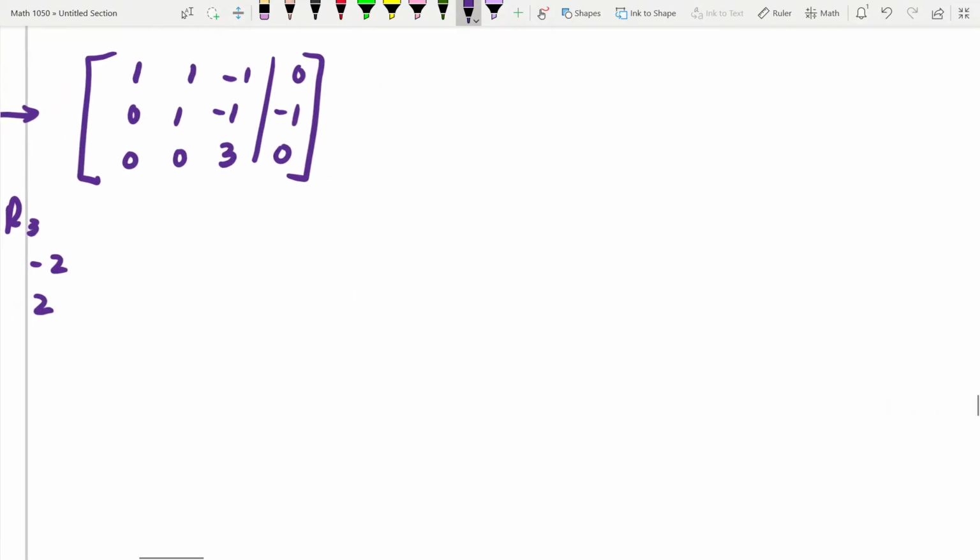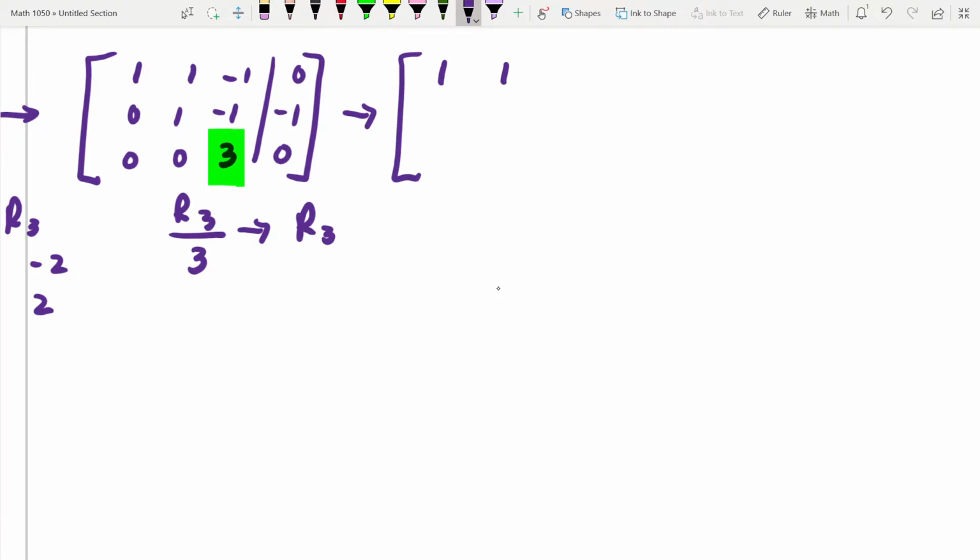The next step in that order I gave you is to get a 1 right there. The way you get a 1 is you divide by 3. If I divide by 3, am I creating fractions? No. So I'm going to go ahead and do it right now. Row 3 divided by 3 becomes my new row 3. So row 1 doesn't change. Row 2 doesn't change. 0 divided by 3 is a 0, so those all stay zeros. And 3 divided by 3 is a 1.